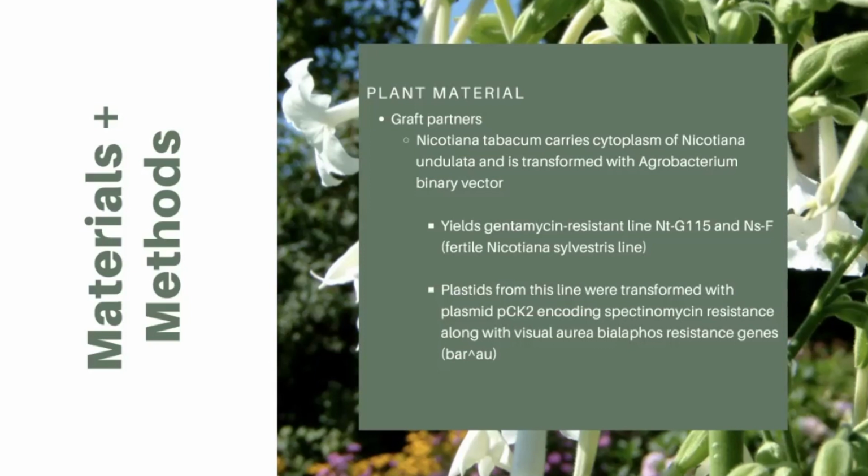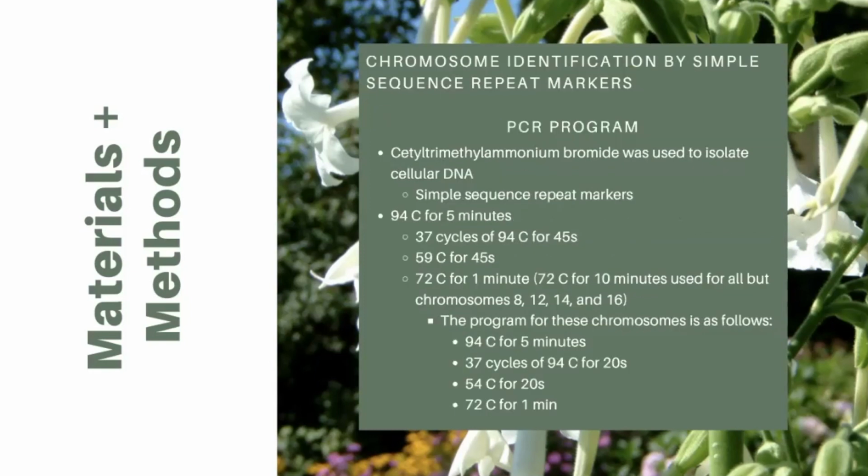The chromosome identification by SSR would be the next method used to create some of these figures that we've seen in the results. The PCR program that was used in this part, we'll go ahead and discuss that now. Cetyltrimethylammonium bromide was used to isolate the cellular DNA, and this helped create the simple sequence repeat markers necessary to go ahead and begin the PCR program.